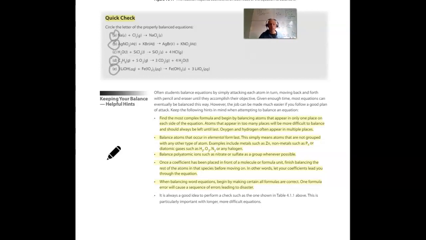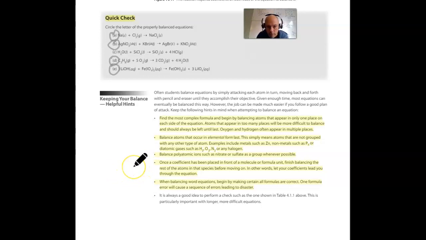Third tip, real helpful, is that if you see the same polyatomic ion on both sides, if there's nitrate on the left, NO3, and on the right, balance the entity nitrate as one thing. Instead of balancing N and O's, balance nitrates. And we'll model that as well in a moment.